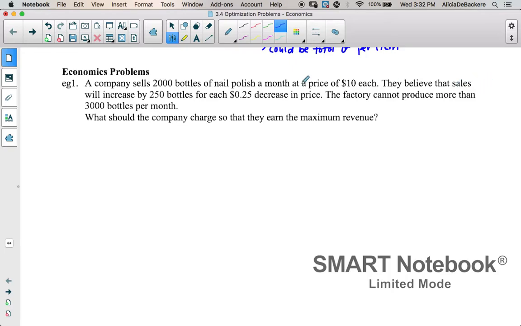But they believe that sales will increase by 250 bottles for every 25-cent decrease in price. There's also a limitation in the factory. The factory cannot produce more than 3,000 bottles per month. And then the question is, what should the company charge so that they will earn the maximum revenue? So again, we want to look for that phrase, like what are we trying to maximize or minimize? This one's just revenue, so we're not worried about profit. We're just talking about the money coming in.